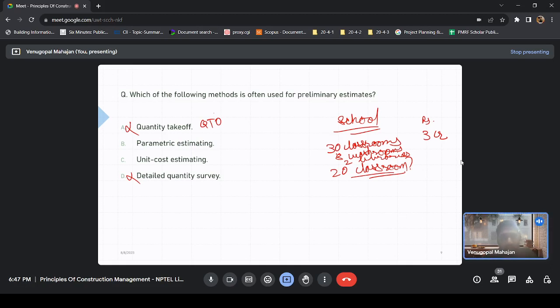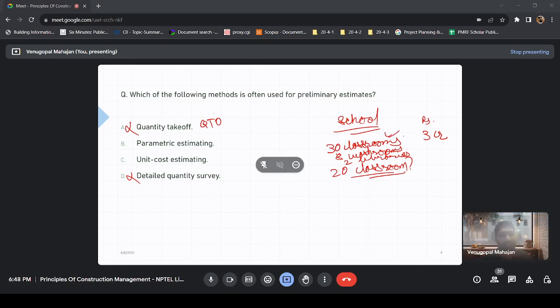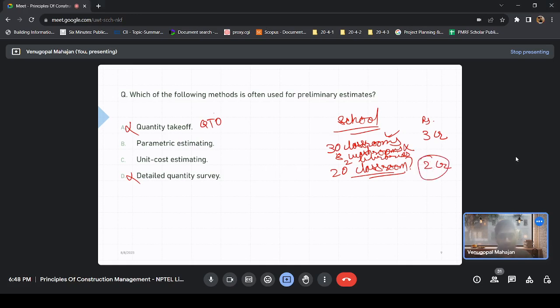So in case of preliminary estimate and parametric estimating, what we are doing is we are fixing one parameter as deciding one, and calculating with that. So we know that in schools, classrooms matter, washrooms and libraries not so much. So for 20 classrooms, you can quote 22 crore, but what is the range of your estimate? That is a big question now, right?